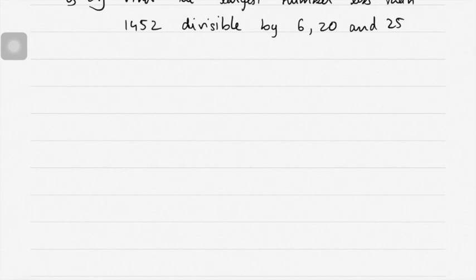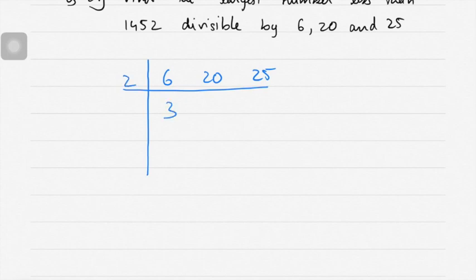Let's solve the next question. Find the largest number less than 1452 divisible by 6, 20 and 25. Please calculate. By now I know you would be able to calculate on your own. First, you will find the LCM of 6, 20 and 25. Let's find out. Please calculate on your own.